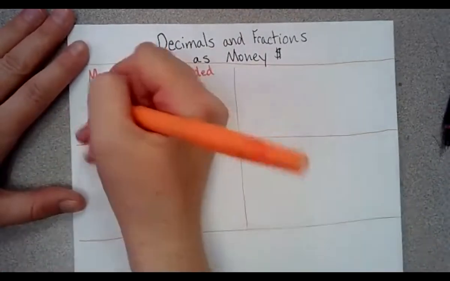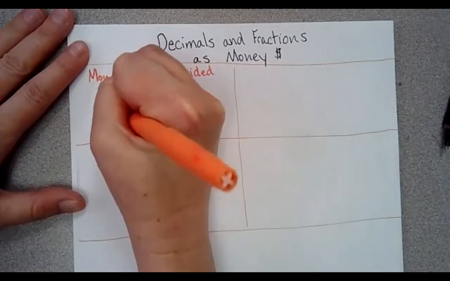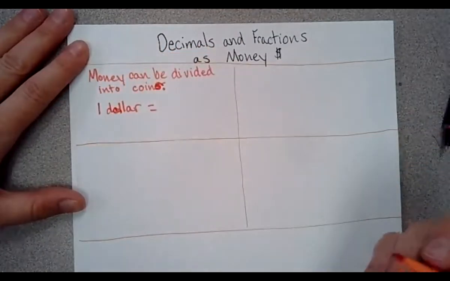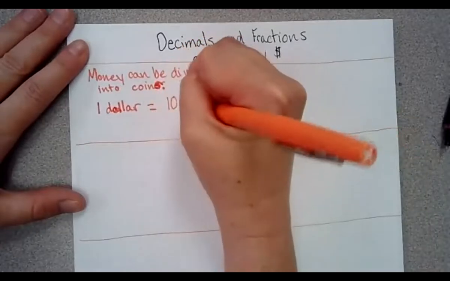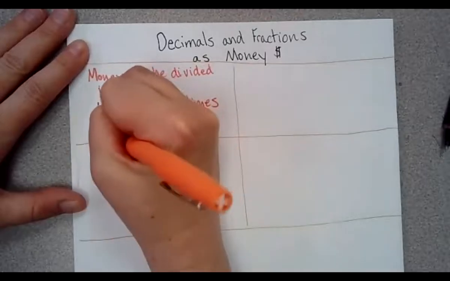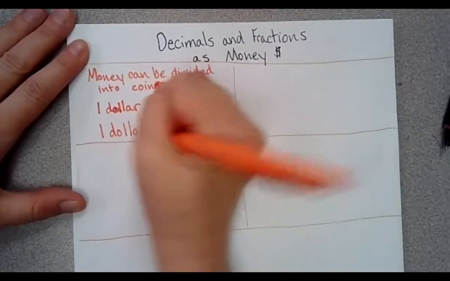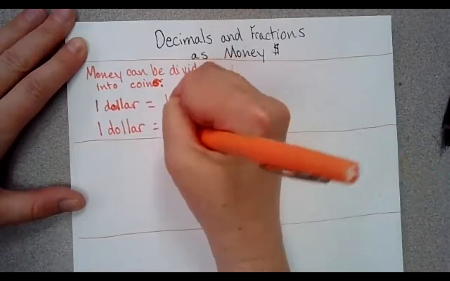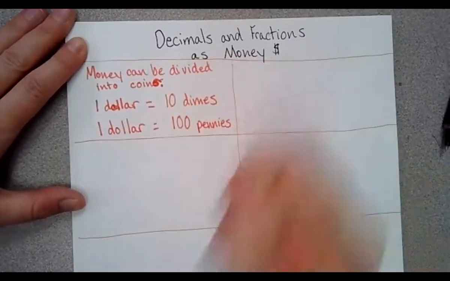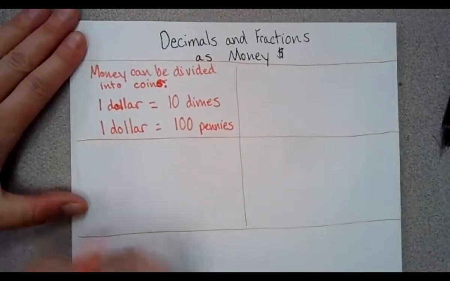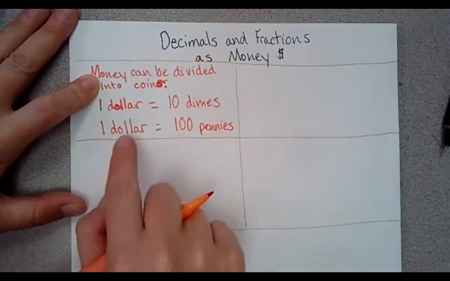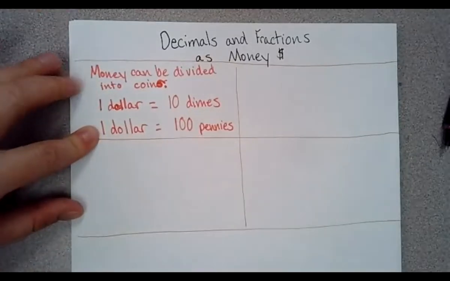So what that means is if you have $1, I want to know how many dimes that is. It is 10 dimes. Okay. If I have $1 again, and I want to know how many pennies that is, it's 100 pennies, okay? You guys know this. You learned all this in kindergarten and first grade, okay? So money can be divided up into coins. So if you have $1, that's 10 dimes. If you have $1, that's 100 pennies, okay?